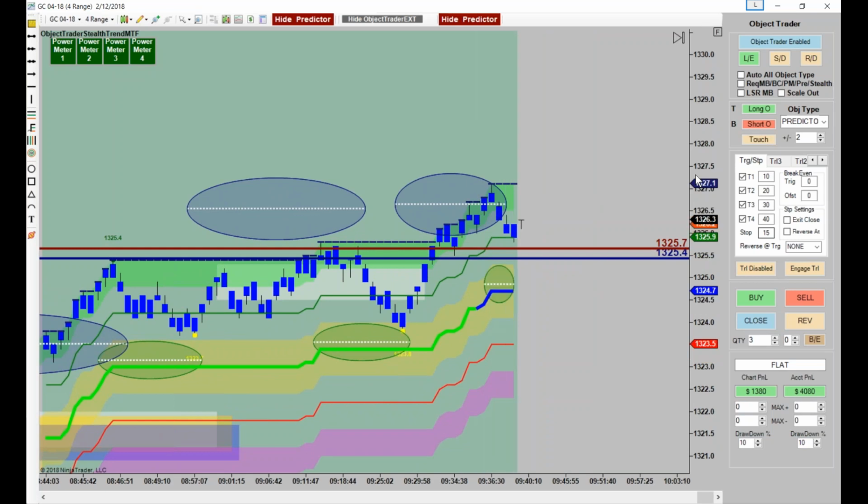Predictor. There it's showing up. That predictor saying, I predict you come right down and come really close to touching the top of my little ellipse here. Touch +2. Let's see if we get something.